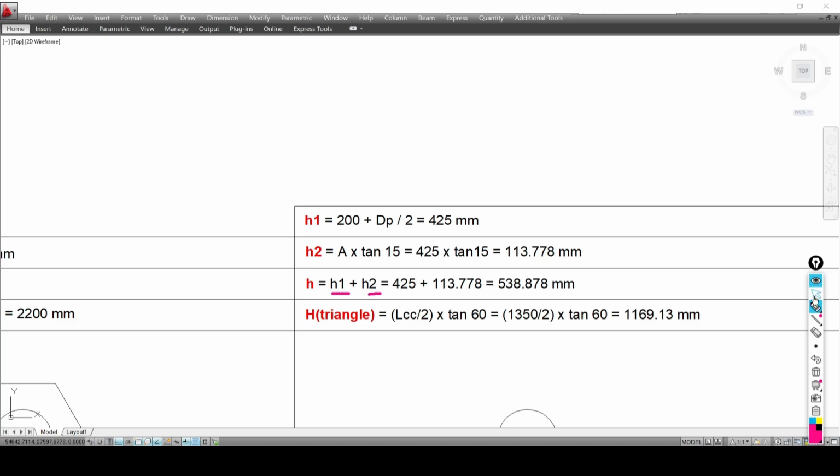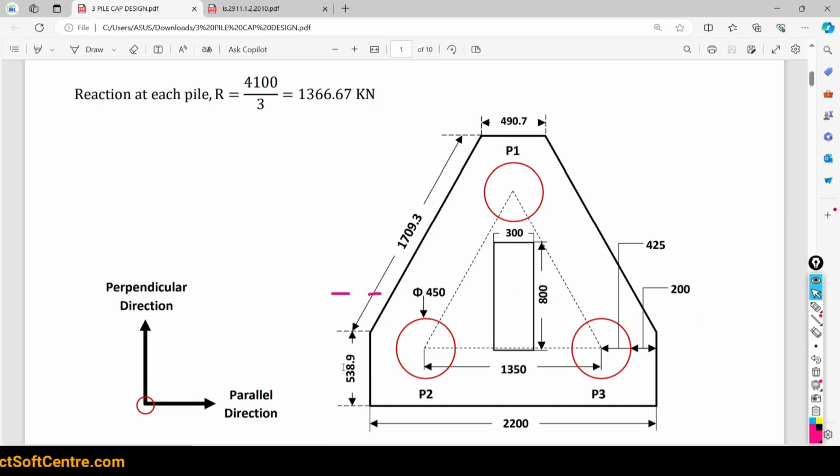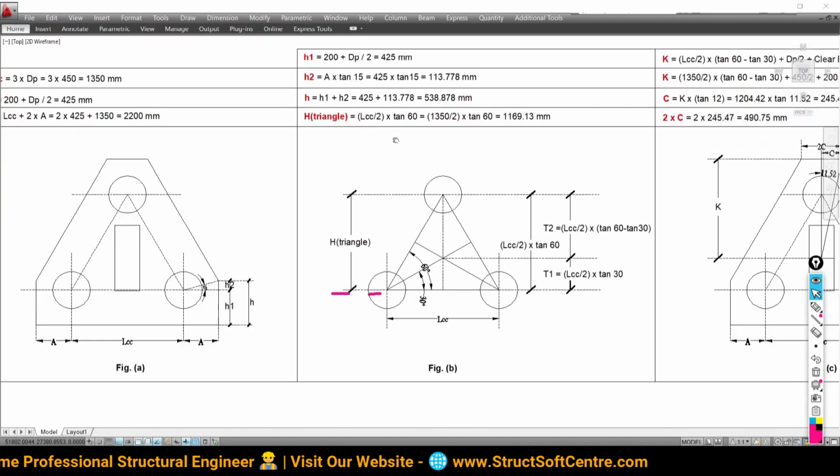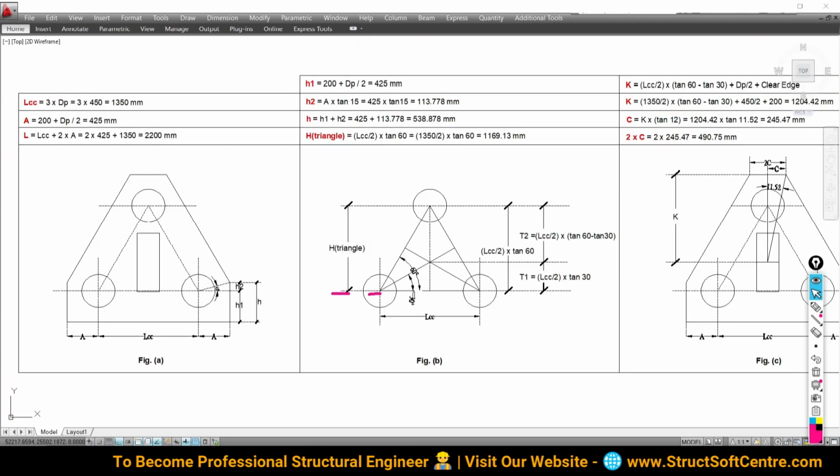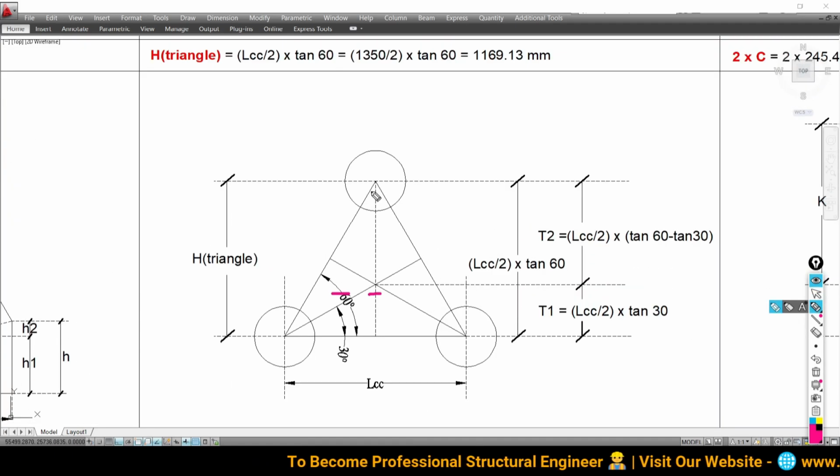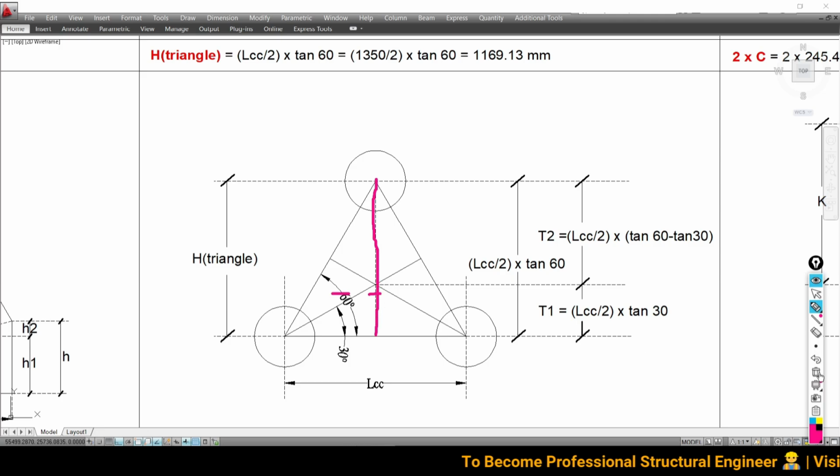So this value I am actually going to put in our calculation. So 538.9 overall value we are going to put here. Now next we have to do the calculation for this triangle dimension, the internal triangle. Our main objective is to find out this total height. How can you calculate that?